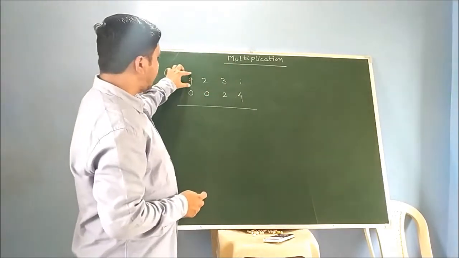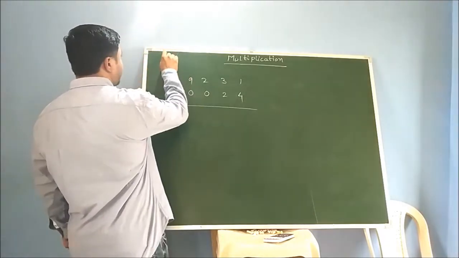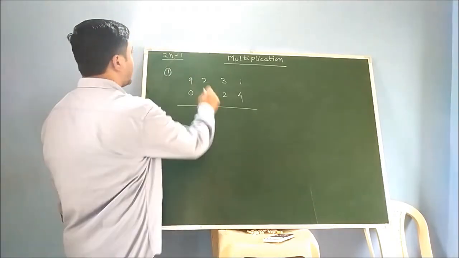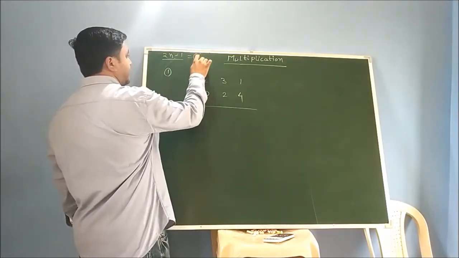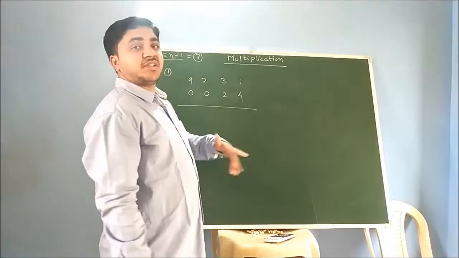So इन 4 digits के लिए total number of steps कितने होंगे? Obviously 2n minus 1, आपने देखा था formula. 2n minus 1 was the number of steps. So total 7 steps will be there.